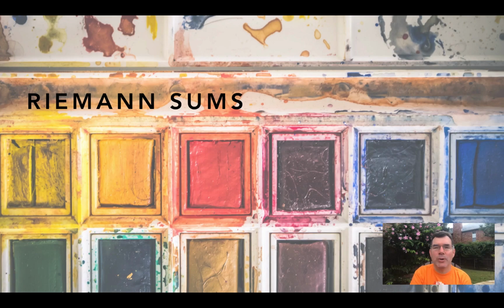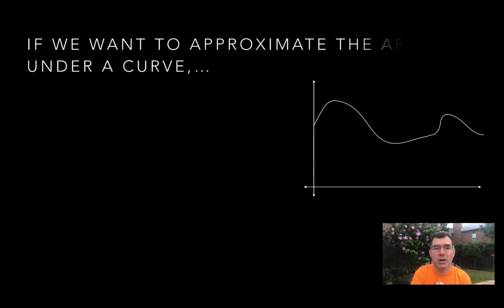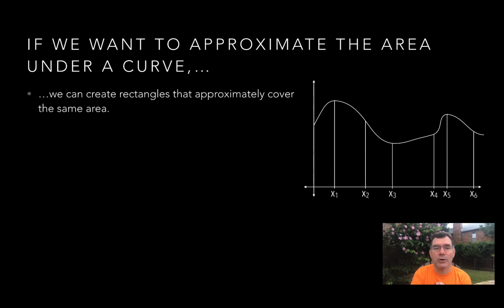Hello again. Today we're going to be talking about Riemann sums, which is a way to approximate the area under a given curve. So let's get started. If I do want to approximate that area under a curve, like the one on the right, what I can do is create some rectangles that cover approximately the same area as the curve itself.